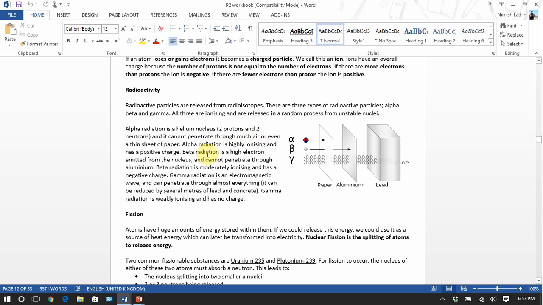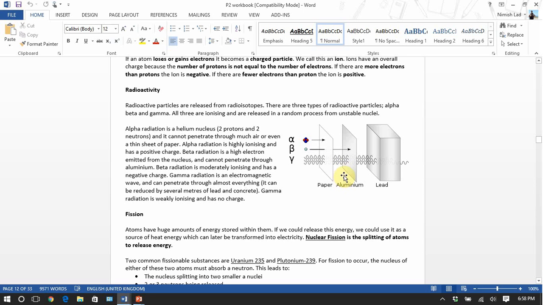Beta radiation, that's a high energy electron from the nucleus, because what actually happens is a neutron becomes a proton and an electron. There's an electron that actually comes from the nucleus. Can't get through aluminium, so it gets absorbed by aluminium. So it's moderately penetrating, and it's also moderately ionizing, and has a -1 charge and a mass that's the same as an electron.